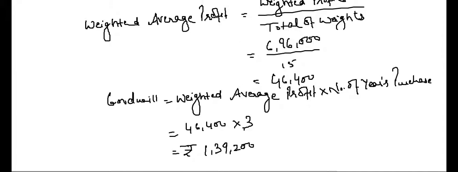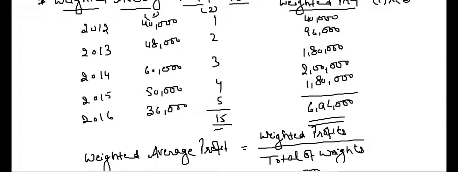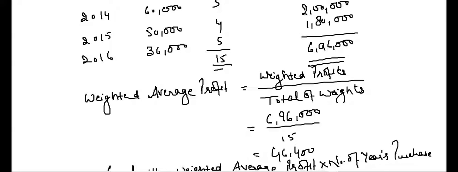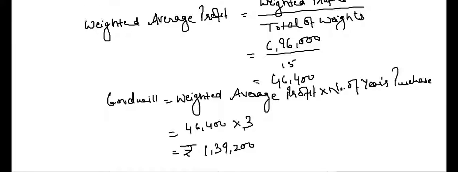We'll be given the profits, we'll be given the weights. Just get the weighted profits by multiplying the profits with the weights. Get the total of weights, get the total of weighted profit. We'll get the weighted average profit: weighted profit divided by total of weights. And the goodwill is weighted average profit into number of years purchase.